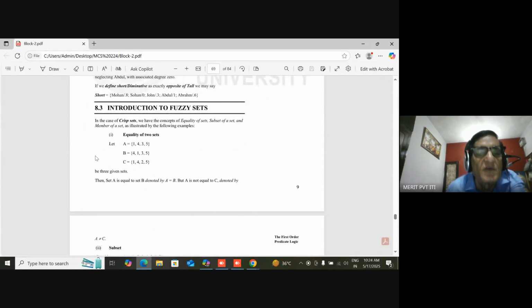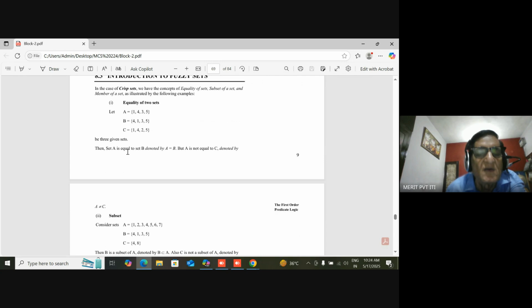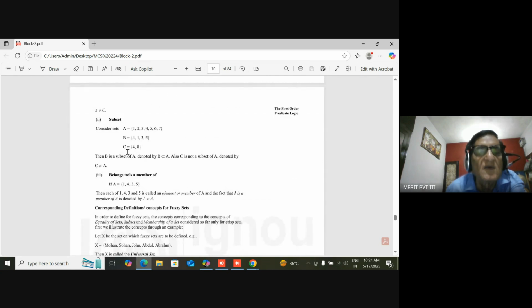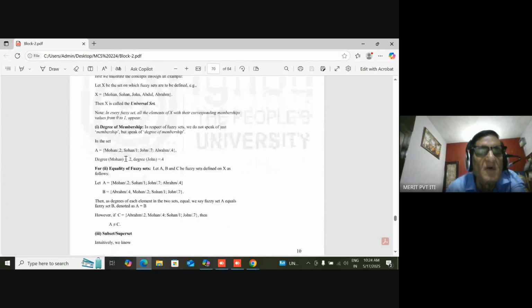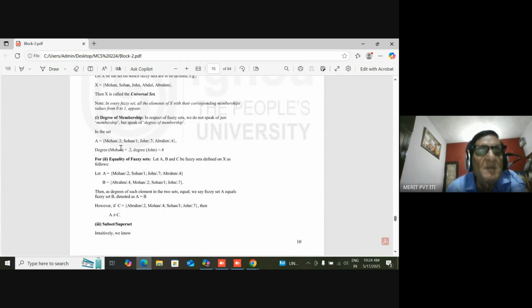Equality of two sets: 1 4 3 5, 4 1 3 1. This A is equal to B, but C is not equal to B because C has a term 2 which is not there in A and B. So set A is equal to set B, but A is not equal to C. A is equal to this, B is equal to this. So belongs to and all that. So here Mohan has degree of membership 0.2, Sohan 1, John 0.7. Mohan has degree 0.2, John has degree 0.4. Equality: first, let A, B, C be fuzzy sets defined.